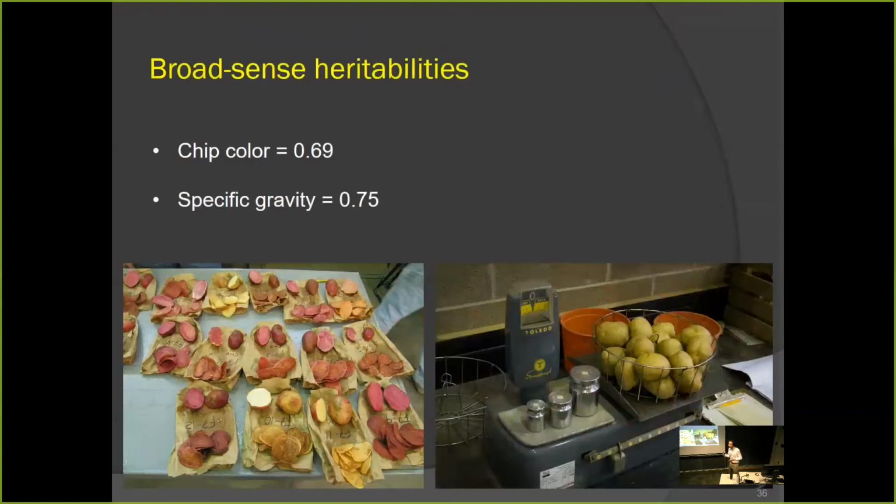So after getting the phenotype data, I calculated the Broad-sense heritability for each trait. And as you can see here, both of them show relatively high heritabilities. Chip color was around 0.7, and specific gravity is 0.75.